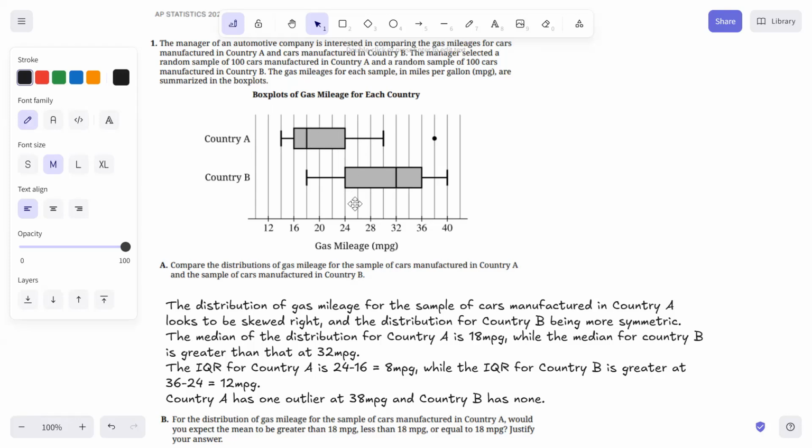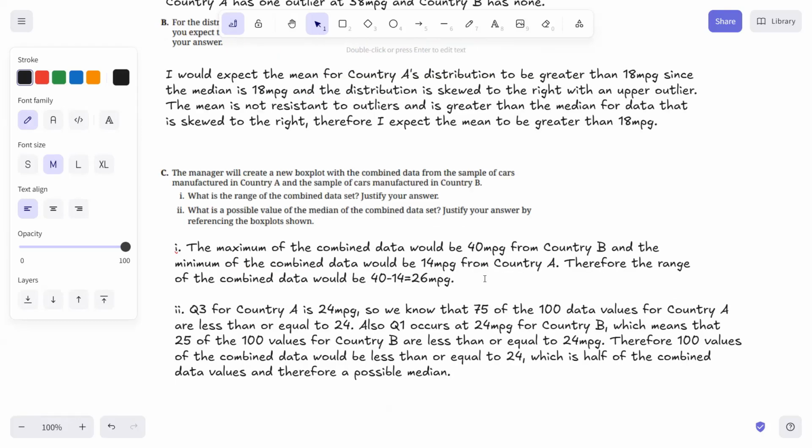For country B, 24 is at Q1, which means about 25 of the values are less than or equal to 24. So for the combined data set, that would mean about 100 of the values are less than or equal to 24, which is half of the 200 combined values. So 24 miles per gallon is a good estimate for the median of the combined data set. So here we have the answer written out for you.